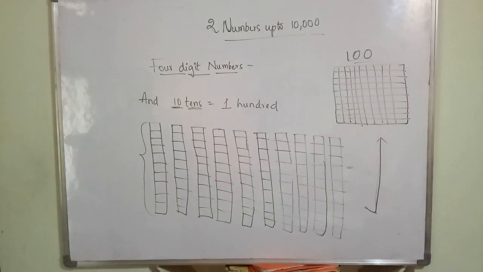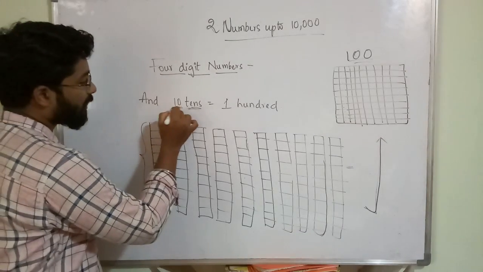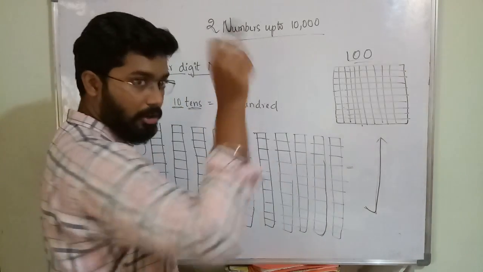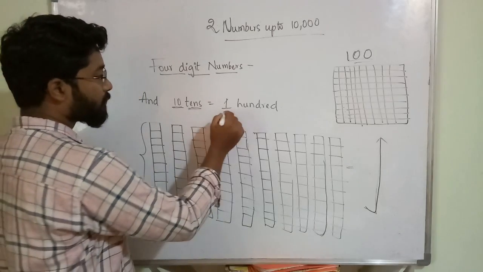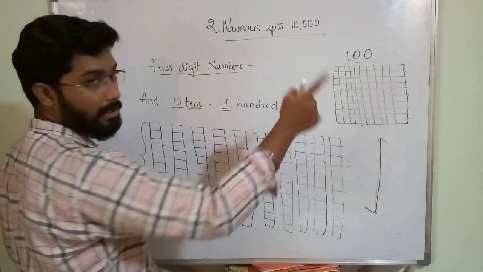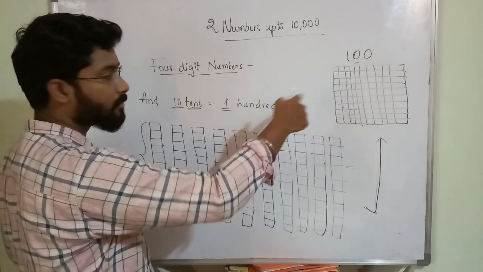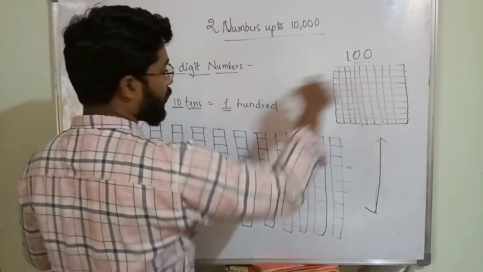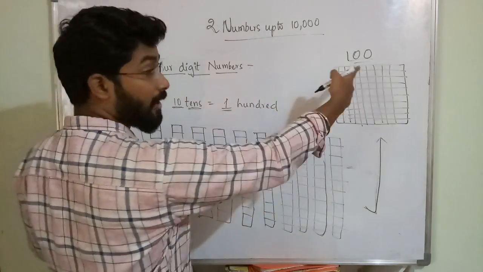So if you understand the statement, it will be very clear. This 10 represents the number of taller boxes. This 1 represents the number of 100 boxes. Only one is there, no? 100 box. So that's why we have written 1 here. 100 is the value of that box.